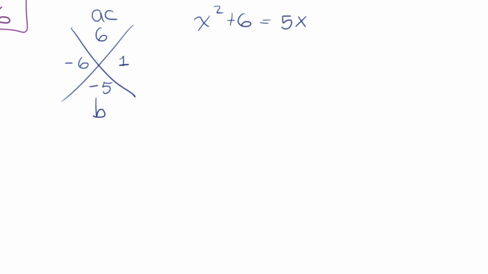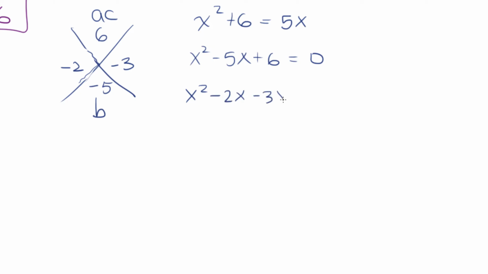So let me erase this one. Okay. Sorry about that. So again, we subtract the 5x, and we have x squared minus 5x plus 6 equal to 0. Two factors of positive 6 that when you add them give you negative 5 will be negative 2 and negative 3. So x squared minus 2x minus 3x plus 6 equal to 0.